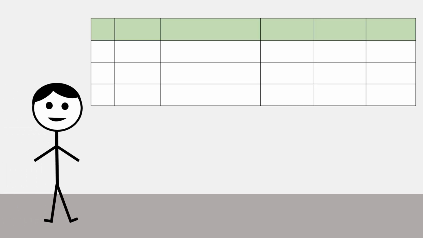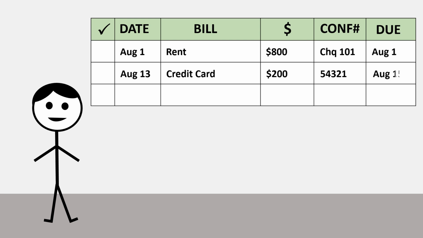A good template to use will have the following columns: the date the bill was paid, the name of the bill, the amount to be paid, the bill payment transaction confirmation number, the date the bill is due, and a column for a check mark once the bill is paid. If all of your bills are mailed to you, you can use the notebook and put the paper bills in the notebook as you receive them.